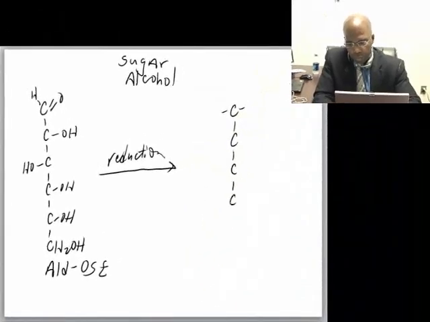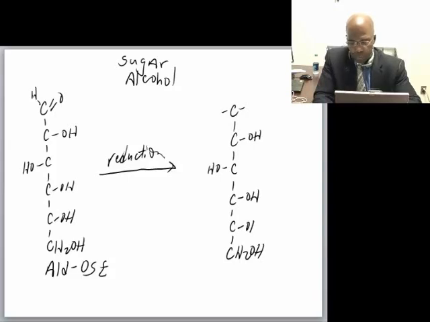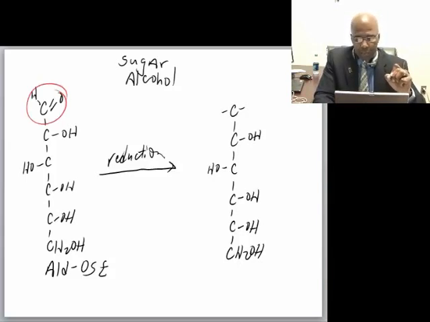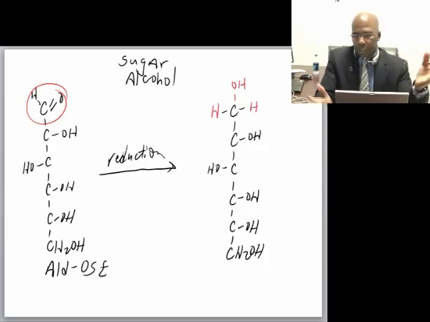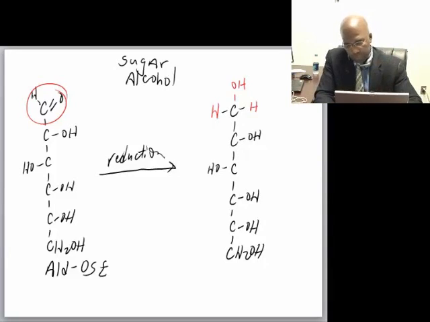2, 3, 4, 5, and 6 CH2OH. Right, left, right, right. And so we're going to actually reduce this aldehyde functional group. And again, when you reduce the aldehyde functional group, you create an alcohol. And I'll just put the OH group up here just to show that it doesn't matter. It's achiral. It doesn't matter which side it's on. And so when we do this, we convert the aldose to an alditol.